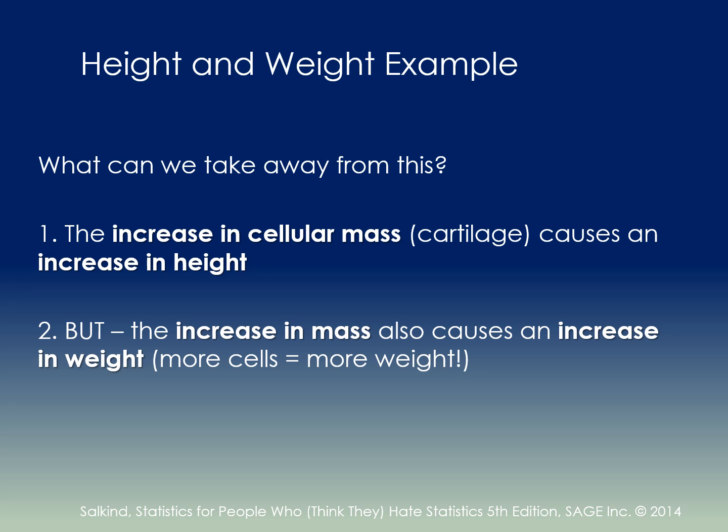So we know that this increase in cellular mass by virtue of cartilaginous proliferation, that's really hard to say, causes an increase in height. But the increase in mass that we retain also causes an increase in weight. That is to say, the more cells that divide and we retain, that adds up to more weight. And so this is what I mean in terms of what exactly height and weight are sharing. That explains part of that variance, the shared variance. What exactly are these two things that are sharing, height and weight, that account for this relationship? And what it is, it's an increase in cellular mass.